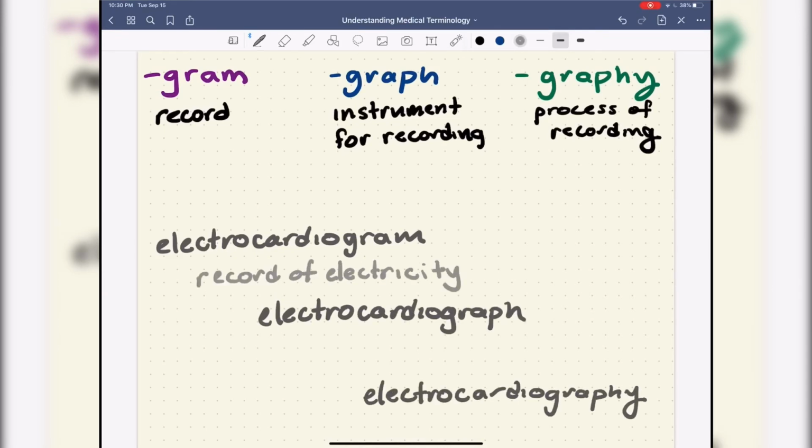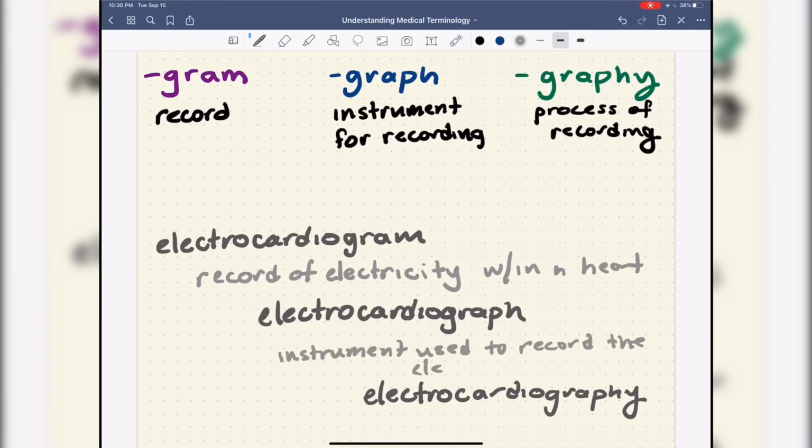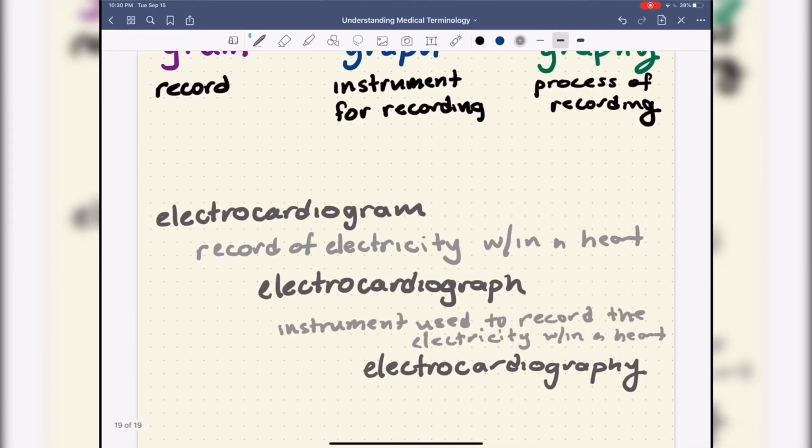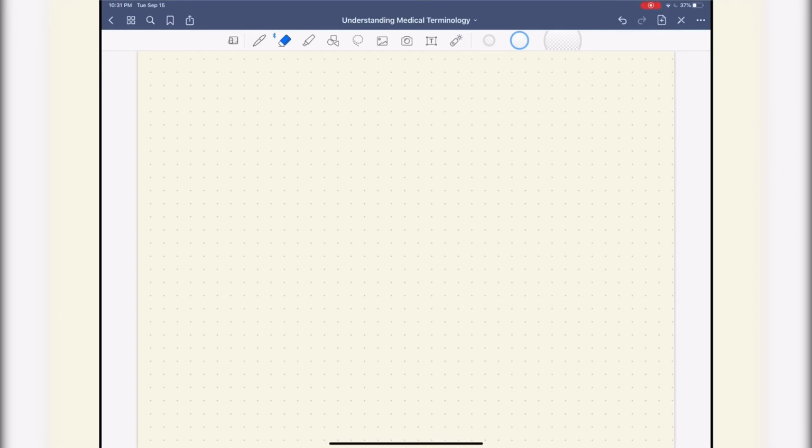Electrocardiogram is a record of the electricity within the heart. Electrocardiograph is the instrument used to record the electricity within the heart, and electrocardiography is the process of recording the electricity within a heart. All of these are pretty much the same thing, but they all have different meanings.